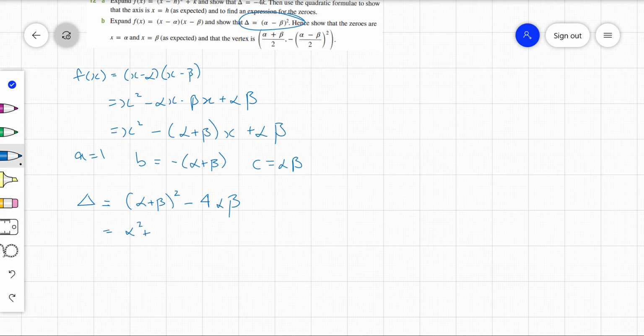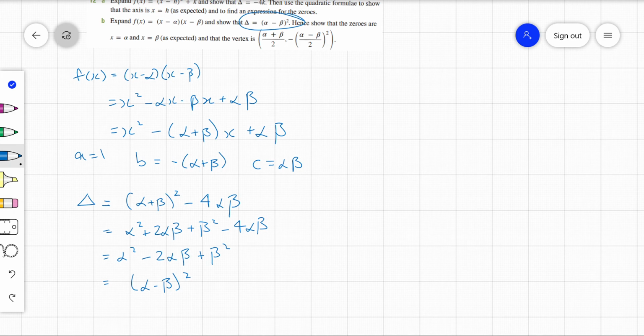So square the first term, double the product, square the last term, and we've got minus 4ab. Simplify that, we get alpha squared, 2 alpha beta minus 4 alpha beta, so altogether minus 2 alpha beta plus beta squared. Now that's just the perfect square, but it's the negative this time. So yes, the discriminant is alpha minus beta all squared.